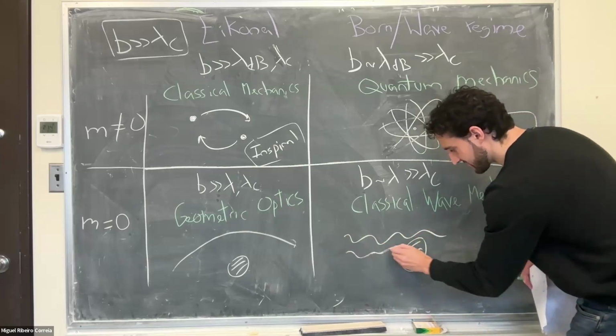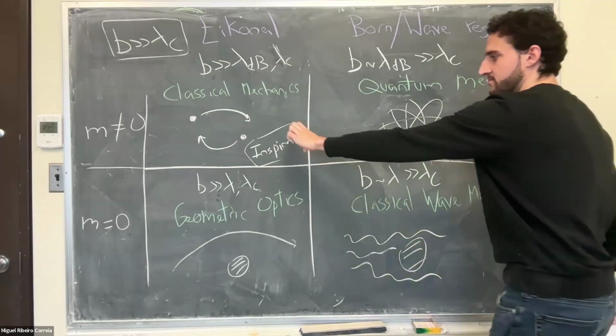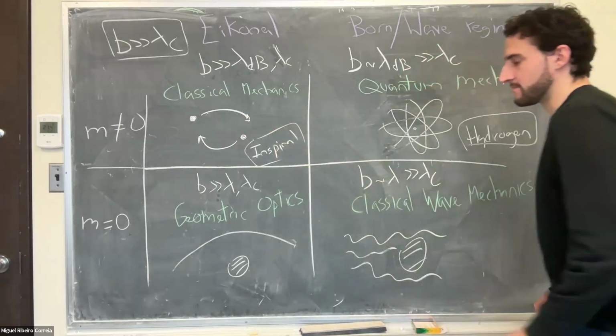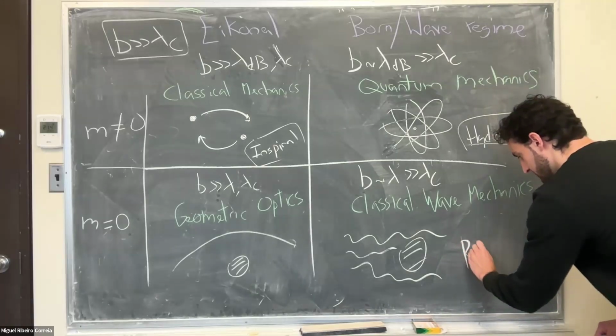So I have some wave here that scatters. And going back to the analogy with black hole binaries, this would be relevant in the ringdown stage.